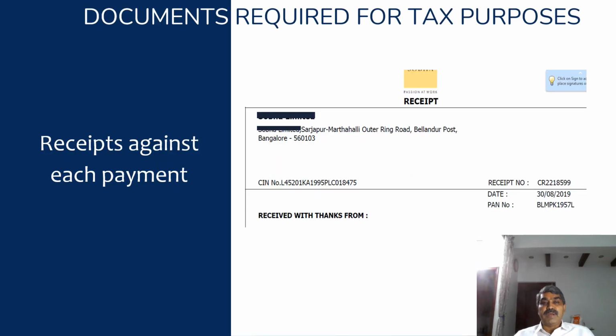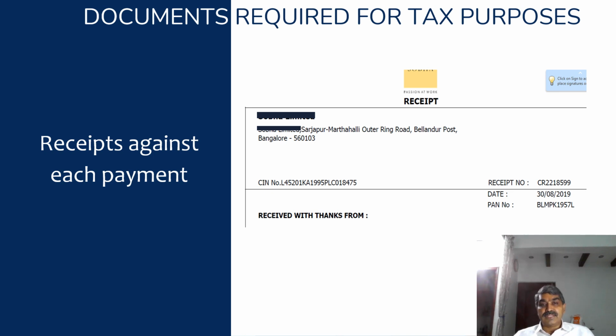However, in my tax practice, I have noticed certain very important documents for tax purposes are missing as part of documentation. In this video, I would like to cover three such important documents which are rarely available with property owners. One, receipts against each payment.